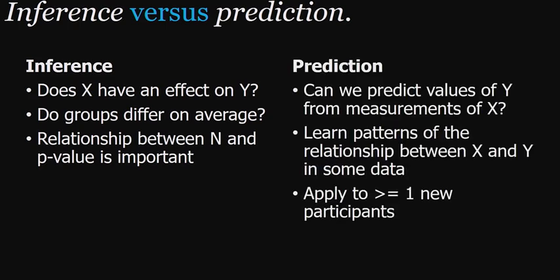Whereas prediction is more, can we predict values of Y by taking measures of X? And in this way, we're trying to learn patterns in the data, relationships between X and Y. And the advantage of prediction is it's much more amenable to individualized prediction. So we can take these models and apply them to one new individual rather than just reporting on group average effects.